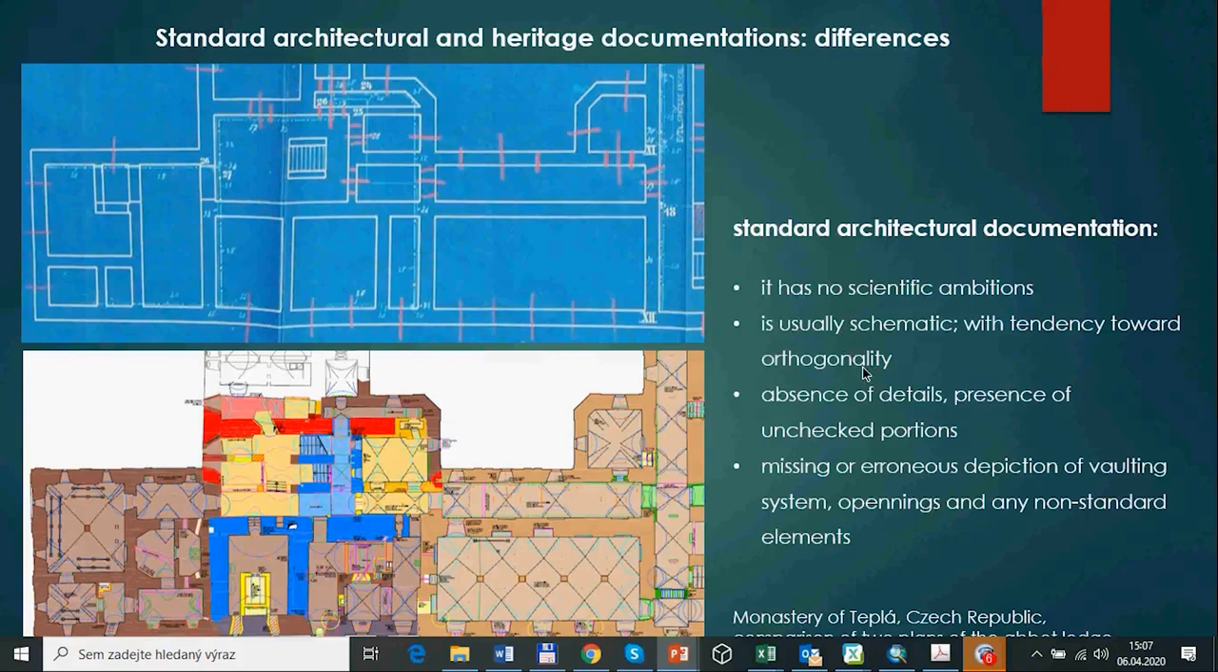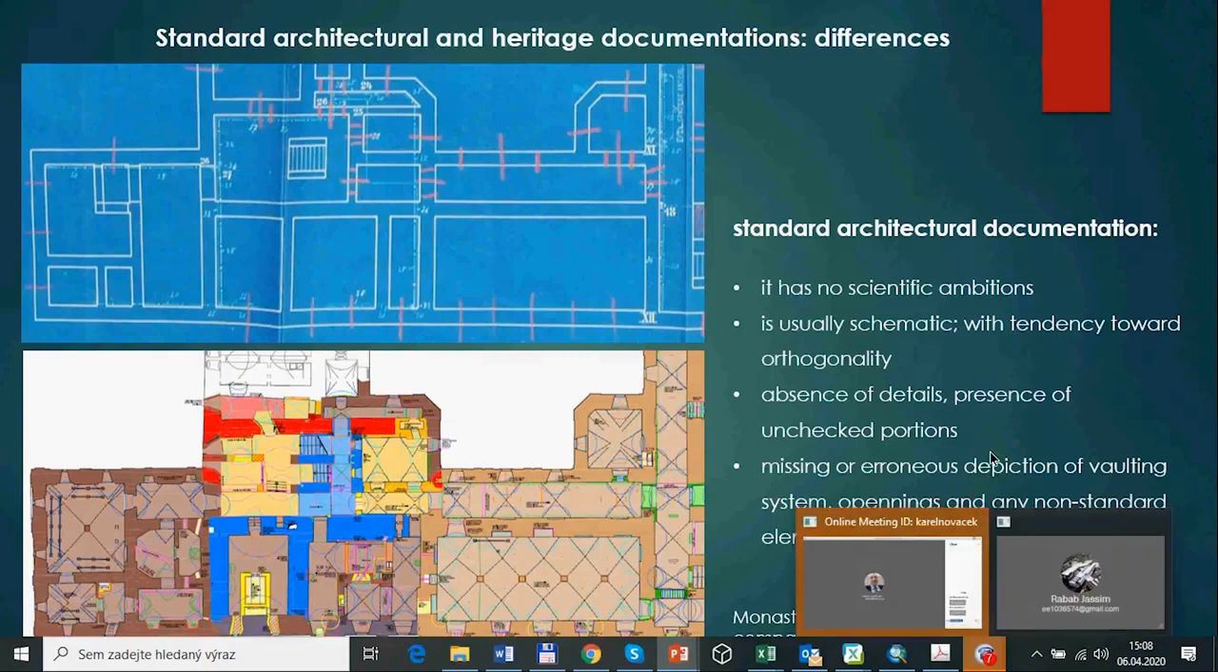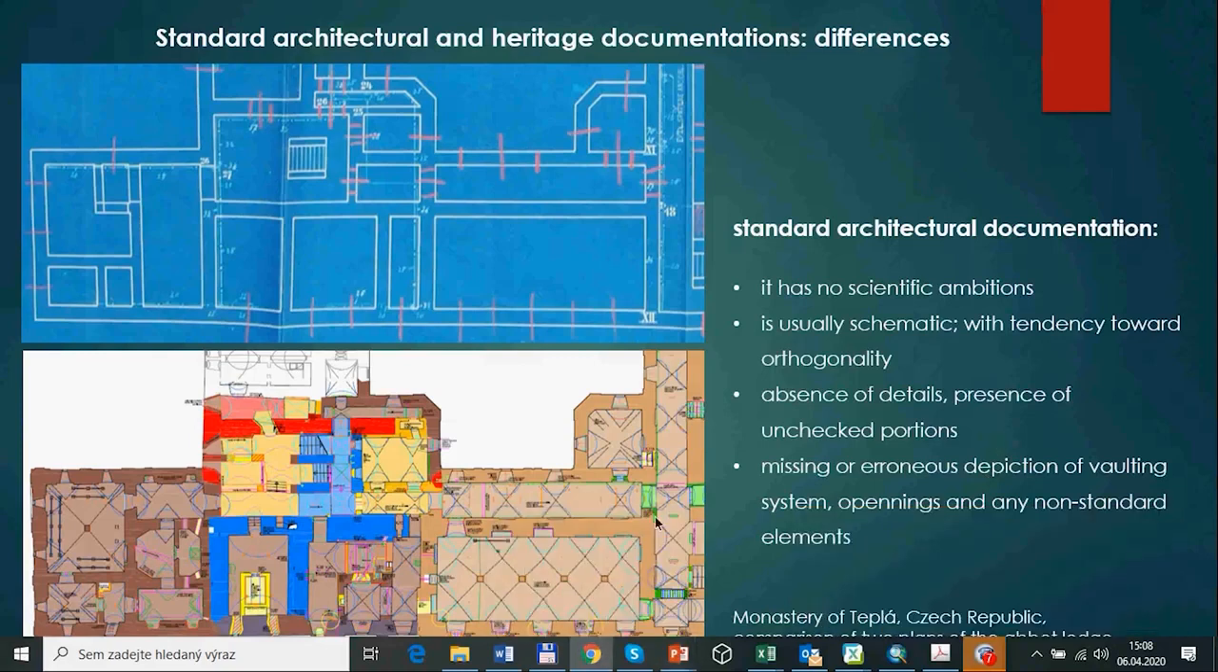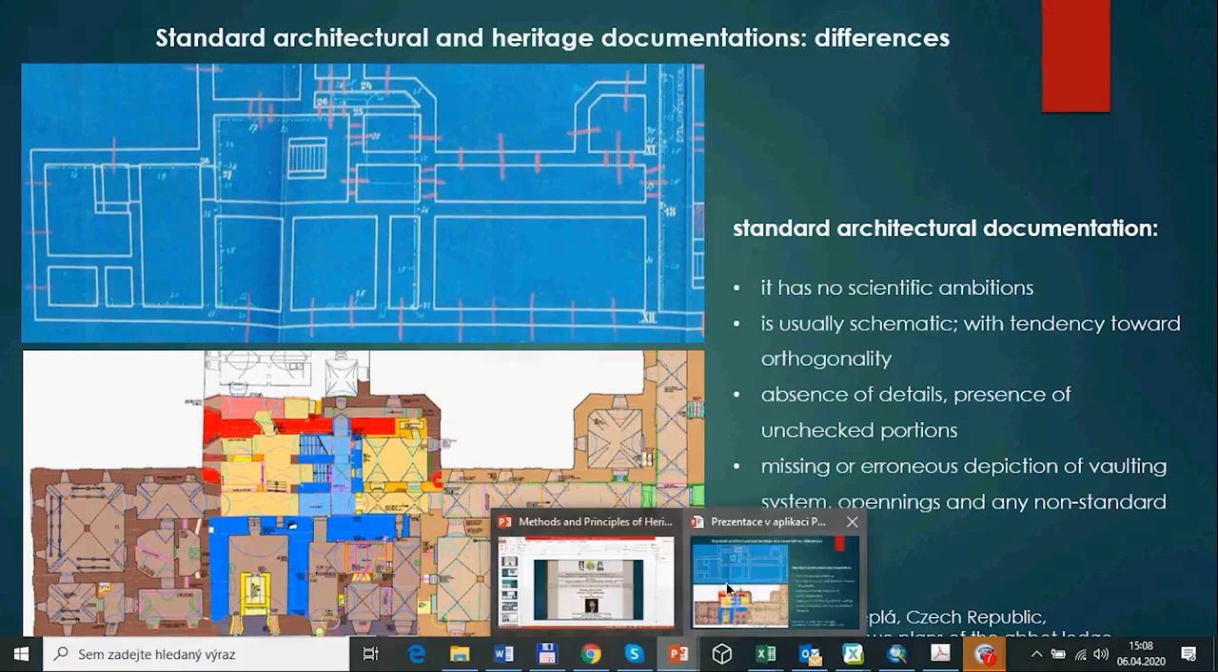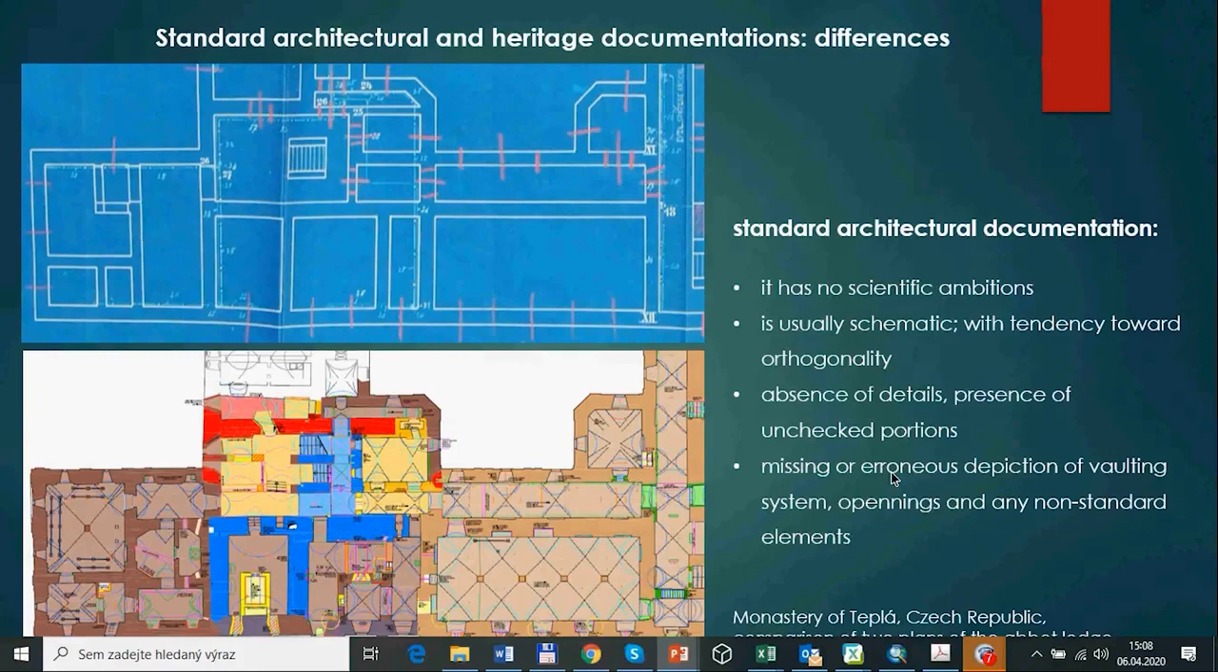So, architects, historians of architecture and building archaeologists are used to make and read the documentation of buildings. But sometimes the architects and archaeologists don't understand each other well, because standard architectural documentation was made simply for different purposes. Architects are used to make documentation to build houses, to construct buildings, or to reconstruct monuments. So this type of documentation has no scientific ambitions.